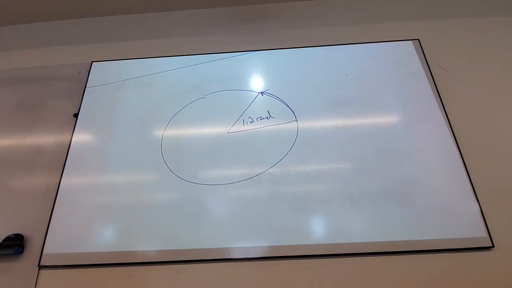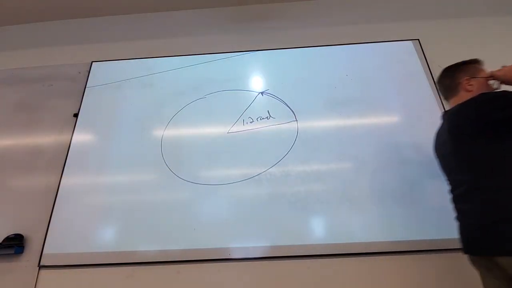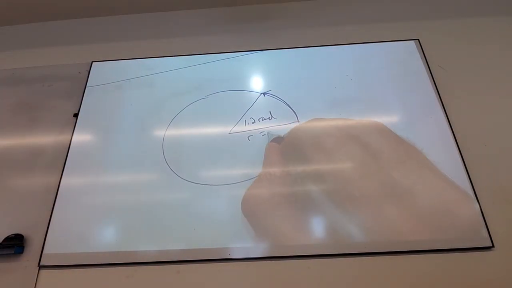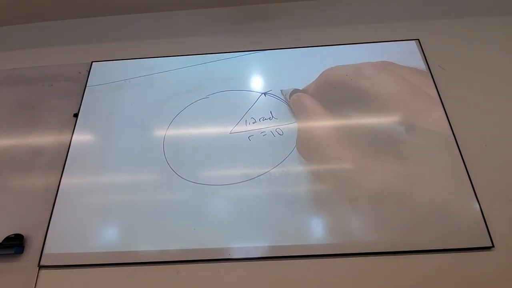I'd have to know the size of the radius, yes? Because what does 1.2 radians mean? How many radiuses? One radian is one radius, 1.2 radians is 1.2 radiuses. So if I tell you the radius is, let's say, 10, what's the length of this arc? We'll call it arc length.